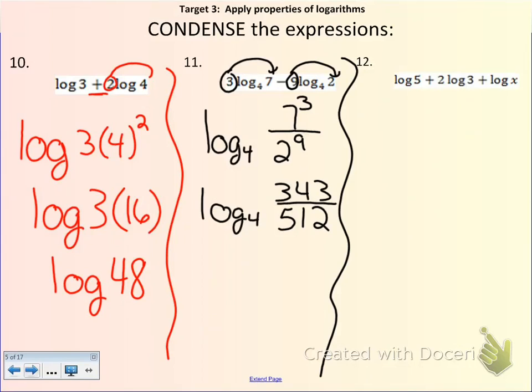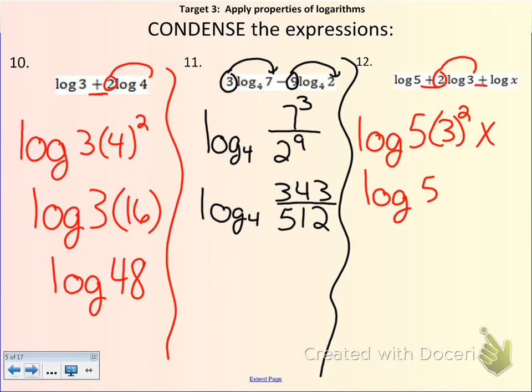And the last one of the condensing problems, we have 2 addition signs, so that means everything's multiplication. So we have log of 5, and this 2 is an exponent, so we bring it out, so 3 squared, and then this lonesome x all by itself. So we have log of 5, 3 squared is 9, times x, and 5 times 9 is 45. So log of 45x would be our answer.